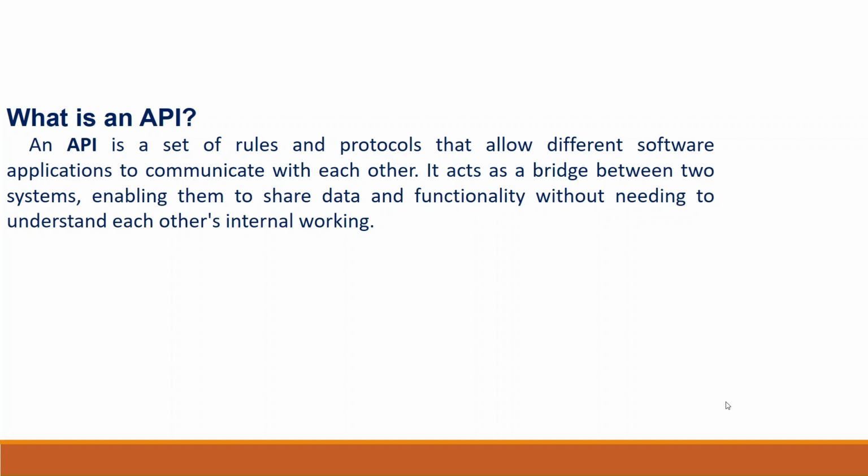So API is nothing but, as you can see, guys, a set of rules and protocols that allows different software applications to communicate with each other. It acts as a bridge between two systems. An API is like a middleware or bridge between two systems, it might be front end or back end, enabling them to share data and functionality without needing to understand each other's internal workings.